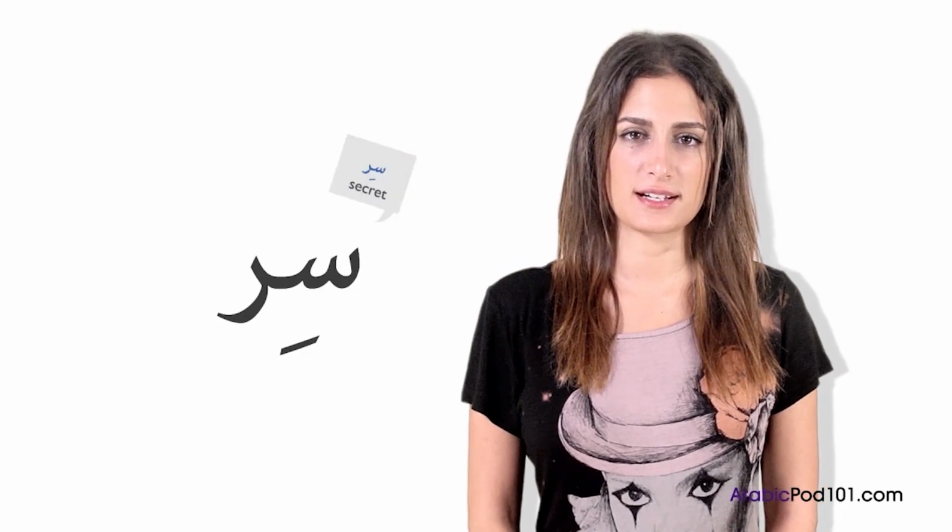Now let's learn some words using these two letters and the letters we learned before. First, we have sir, meaning secret. Seen is in the initial form with a kasra beneath, connected to ra in the final form. Here's how to write it. Sir.